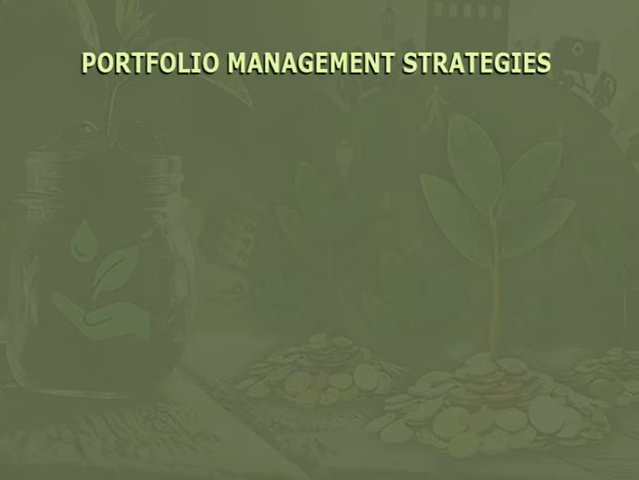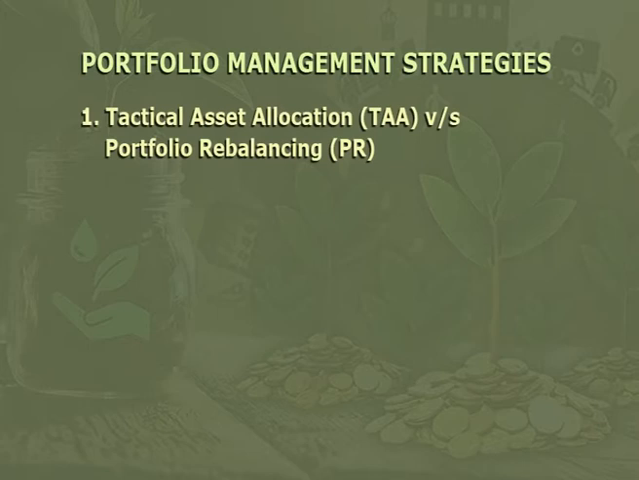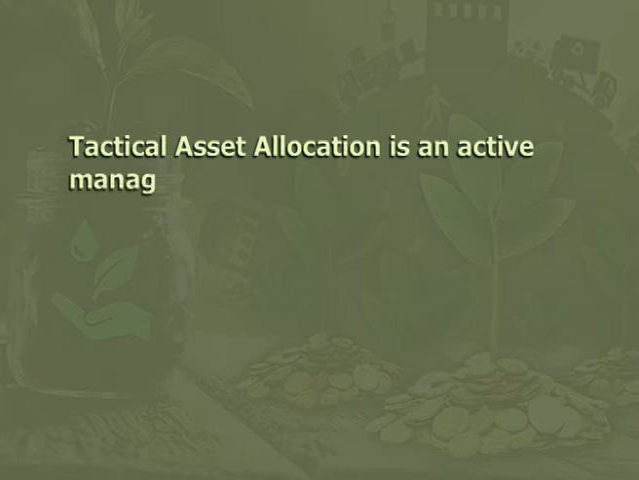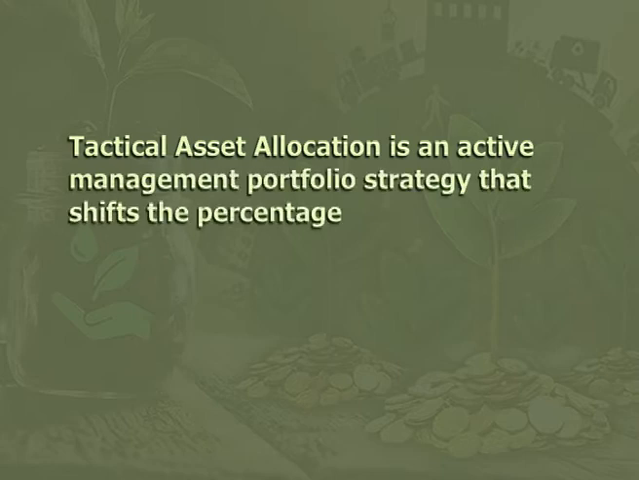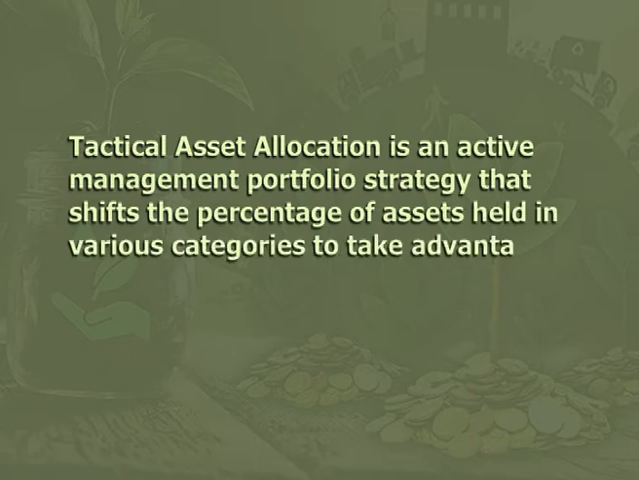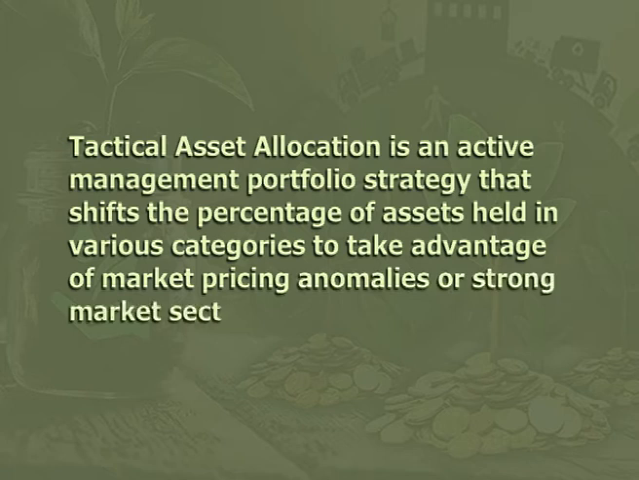Friends, let's understand various portfolio management strategies. The first one is tactical asset allocation versus portfolio rebalancing. Tactical asset allocation is an active management portfolio strategy that shifts the percentage of assets held in various categories to take advantage of market pricing anomalies or strong market sectors. This strategy allows portfolio managers to create extra value by taking the advantage of certain situations in the marketplace. As it is a moderately active strategy, the manager will get back to the portfolio's original strategic asset mix when desired short-term profits are achieved.